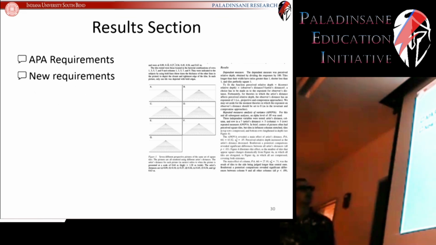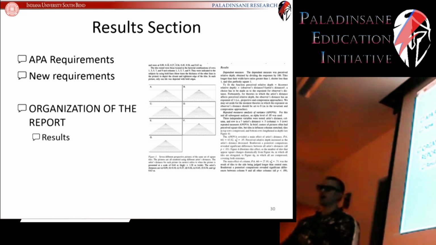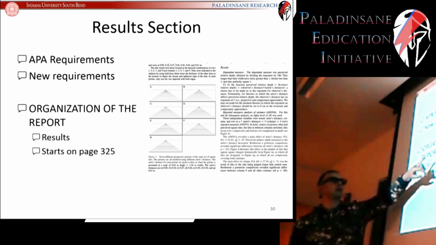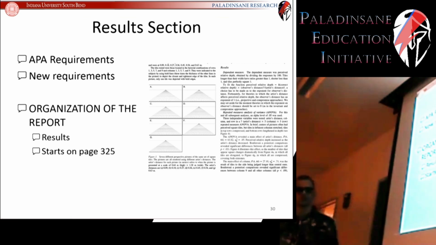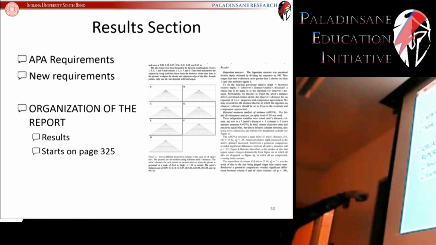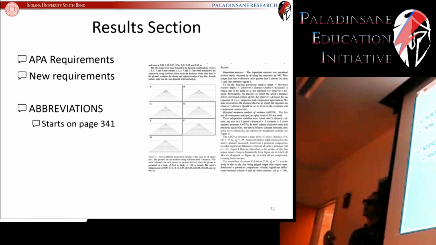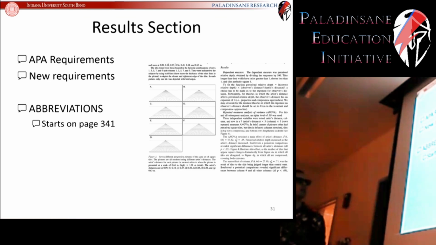New requirements are going to be the following. For organization of the report, again, I'm going to do that a lot. That's why we're doing this as a class. But I would suggest rereading organization of a report, specifically the results section that starts on page 325 if your textbook is formatted the same way that mine is. In terms of abbreviations, that starts on page 341. We're going to introduce abbreviations. We might use them, we might not. We are going to use some statistical terms. So again, knowing how to format, that is going to be one of the new things for the results section.